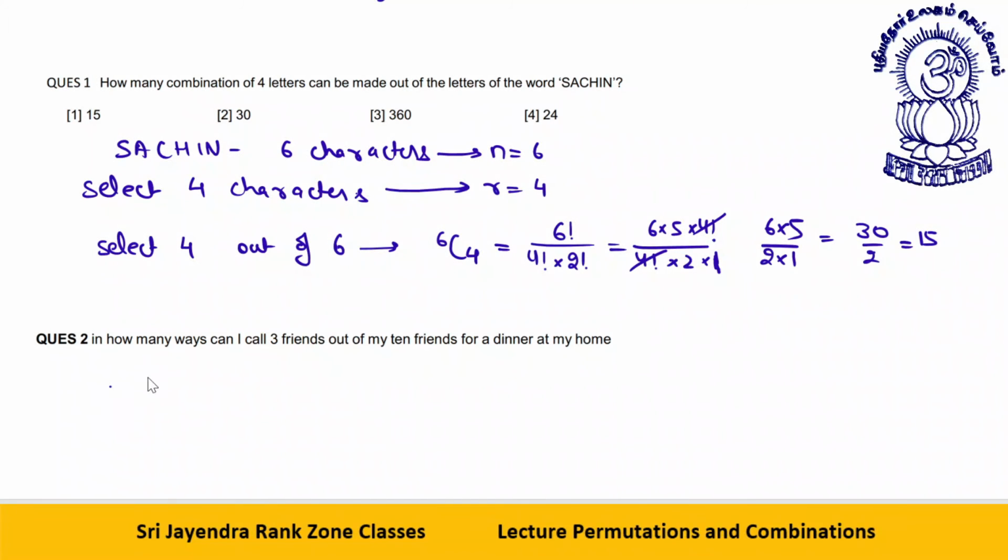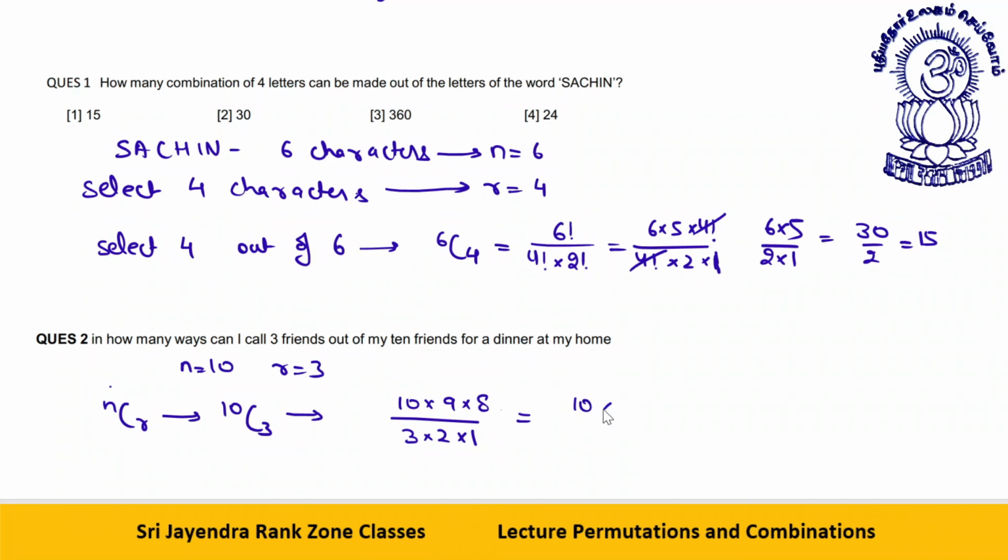The next question is how many ways can I call 3 friends out of my 10 friends for a dinner at home? N is equal to 10, R is equal to 3. We need to find NCR, that is 10C3. And how will you calculate? It will be directly 3 larger numbers. From 10, I'll take 3 larger numbers, and here I'll take 3 smaller numbers. Okay.